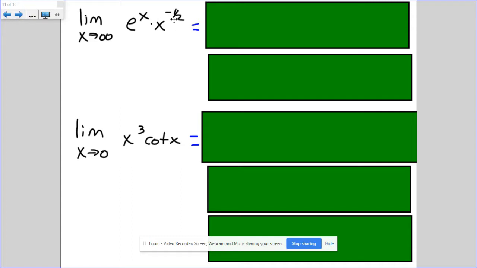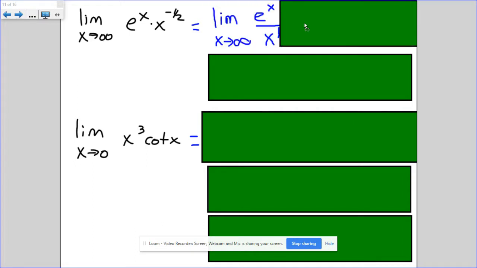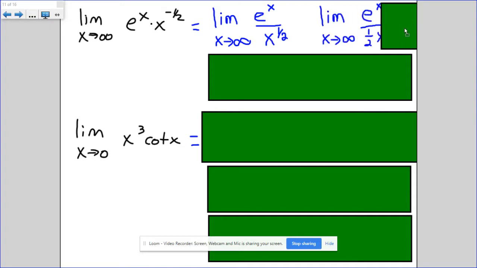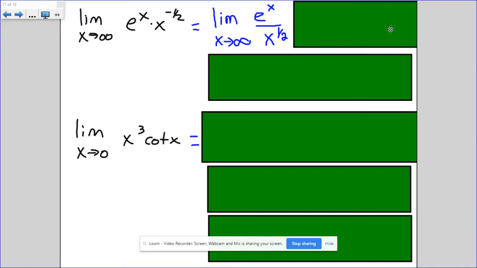Since we have a negative exponent, we can move that to the bottom, just like that. Now we have a fraction. As x approaches infinity, the top is going to infinity, and so is the bottom. So we use L'Hopital's rule, take the derivative of the top and the derivative of the bottom.